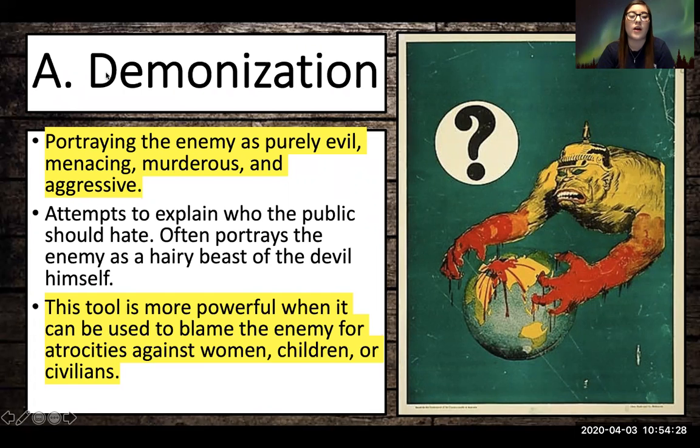So the first tool is going to be demonization. To portray the enemy as purely evil, menacing, murderous, and aggressive. The government attempts to explain who the public should hate, often portrays the enemy as a hairy beast or the devil himself. This tool is more powerful when it can be used to blame the enemy for atrocities against women, children, or civilians. For example, with this poster.